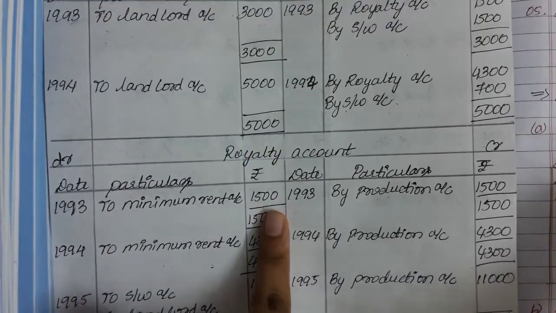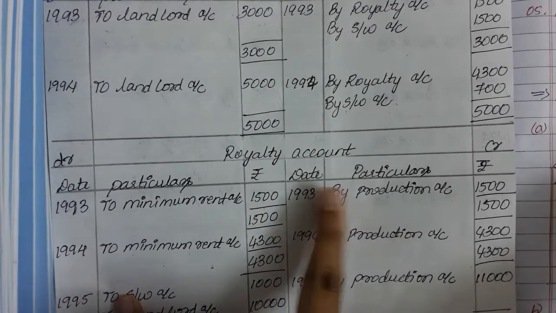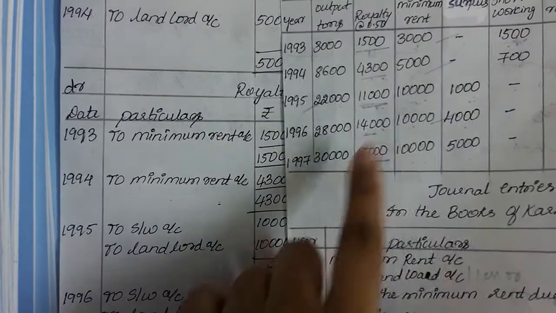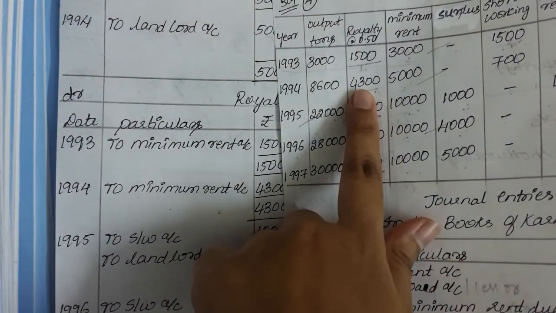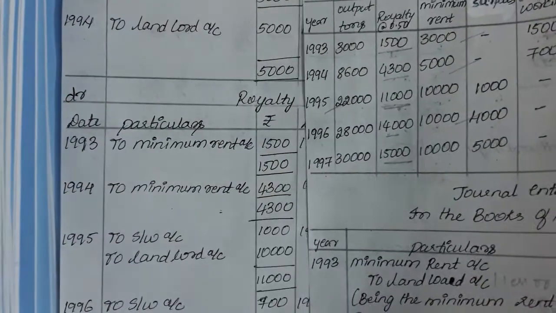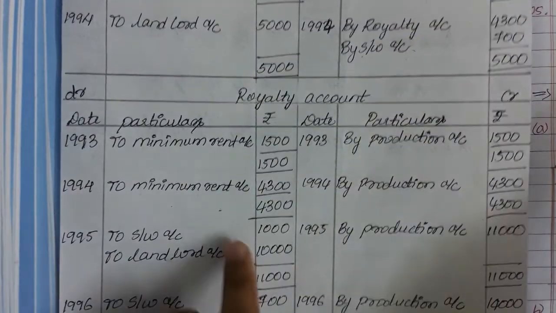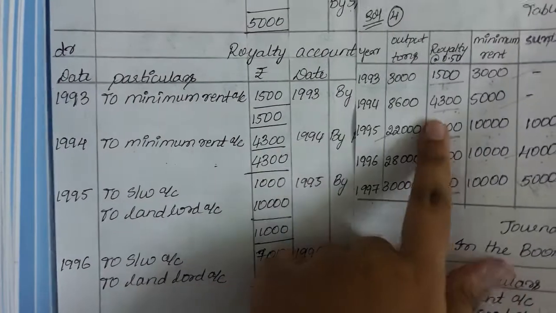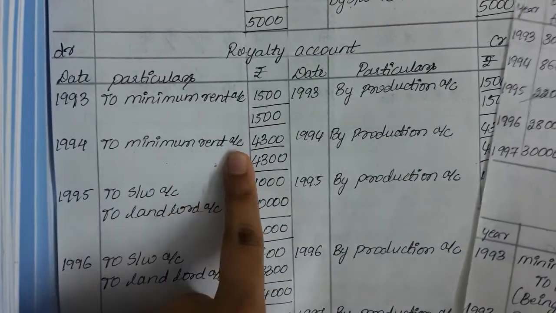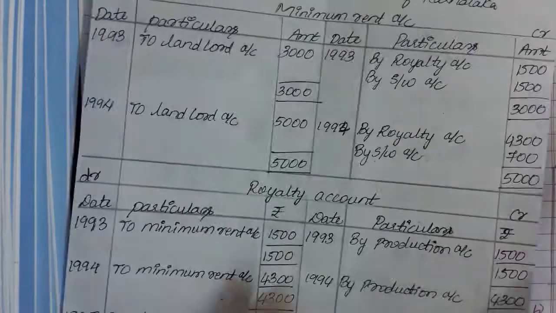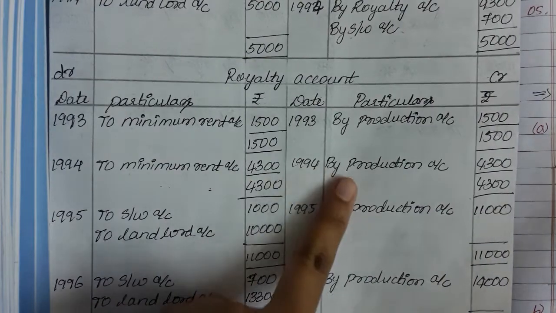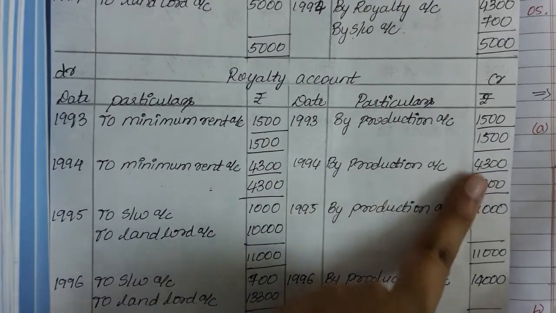How you got this royalty of 1,500? By production itself, right? By production account 1,500. Even here in the second year 4,300 is the royalty. Yes, in the second year 4,300 is the minimum rent. How did you get this? You are paying it to minimum rent. So here in the minimum rent account, you are credited, to minimum rent account 4,300. How you got this 4,300? By production. So by production account 4,300.